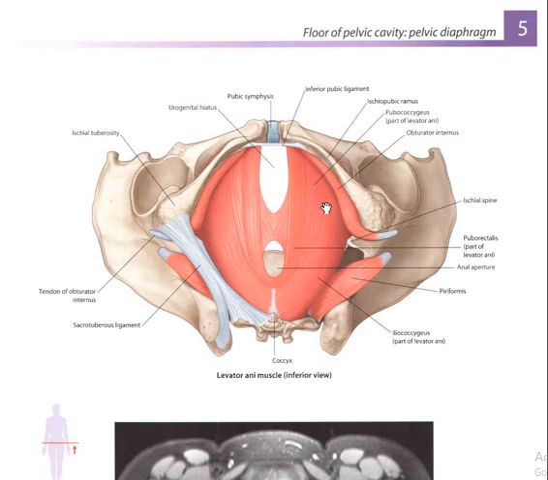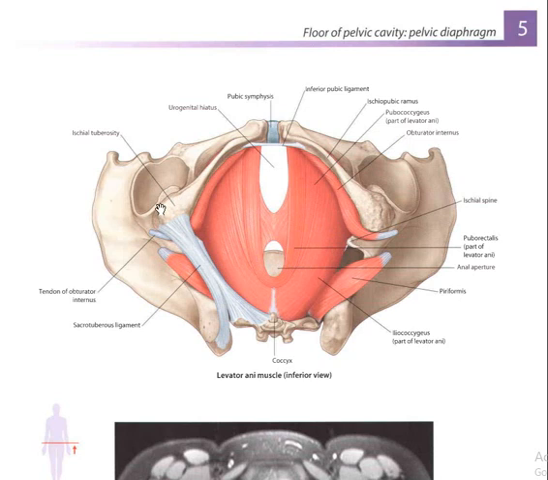Here is the pubococcygeus muscle, and there are different parts of the pubococcygeus muscle. You can also have a pubourethralis. So all of these are coming from the pubococcygeus muscle. And we have the iliococcygeus muscle. So these are the three muscles involved with the levator ani.